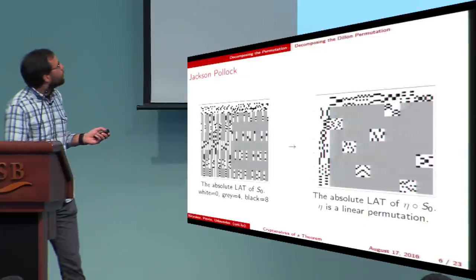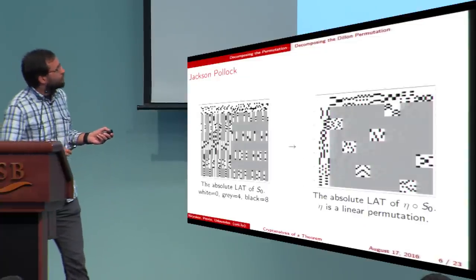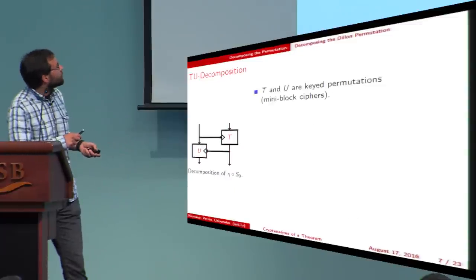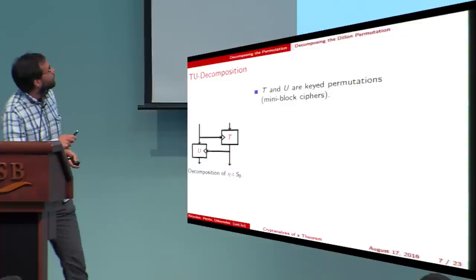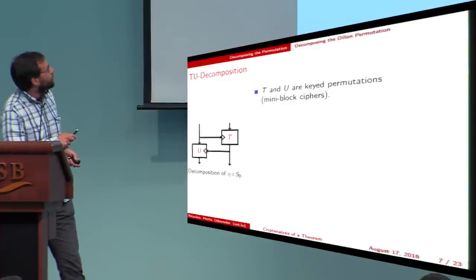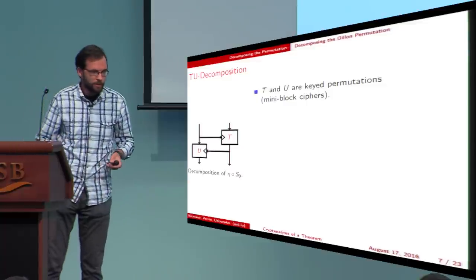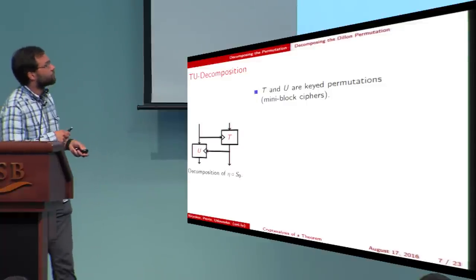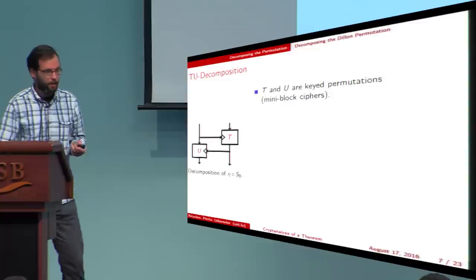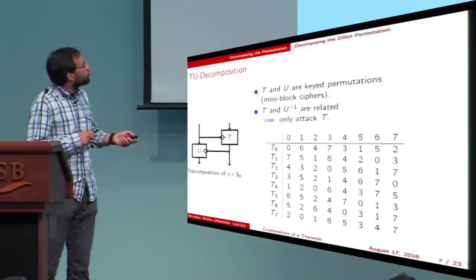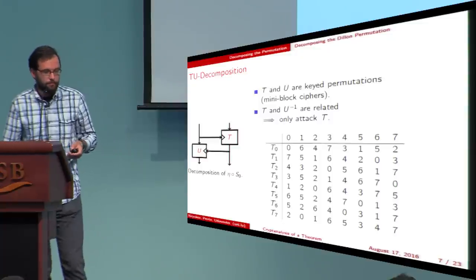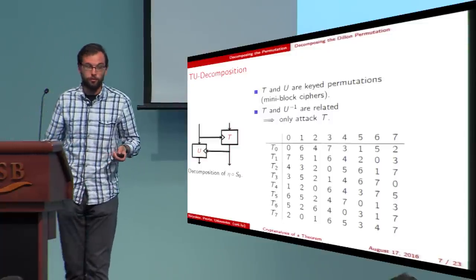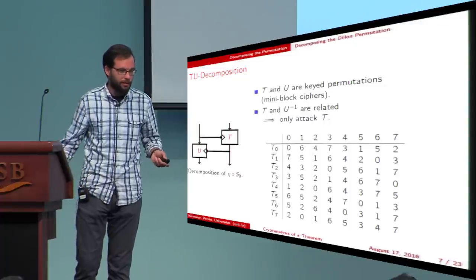So this Y square indicates some multiset properties, and the multiset property is that if we fix the left branch and we put all values on the right branch, then we will get all values on the right branch of the output. This is exactly what this TU decomposition captures in the Y square. We also notice that T and U, in particular in this case, are related by a linear mapping, so we need to decompose only T, and then we'll immediately get a decomposition of U.